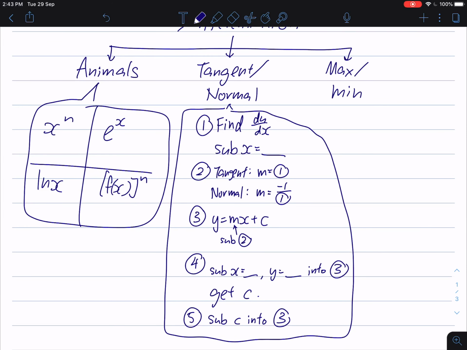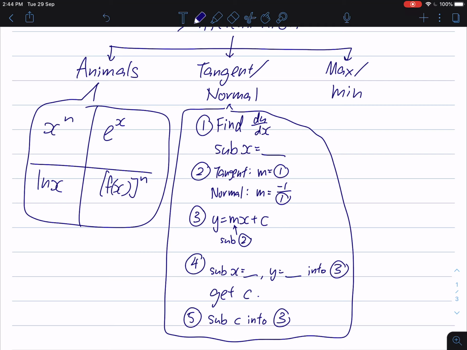Okay, lastly we have maxima, minima. Maxima, minima question. Well, how to tell? See, actually for differentiation, it's very straightforward. If they want tangent normal, they will ask you to find the equation of tangent normal. And if they want the maximum or minimum value, they will literally ask you for the maximum and minimum value. So all is very straightforward.